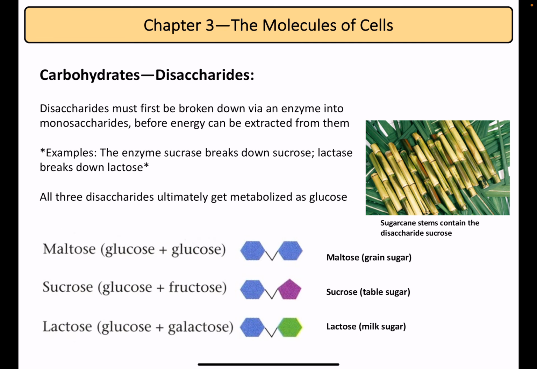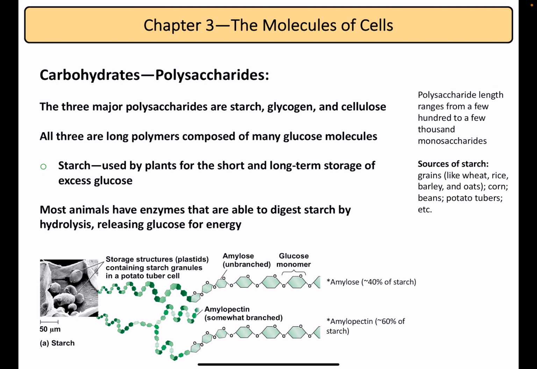So we can also say disaccharides, what's their function? Energy as well, because they result in monosaccharides. Now we're ready for polysaccharides, which is, again, a chain of three or more monosaccharides. Usually it's a large chain, like hundreds to thousands of monosaccharides in a row. We are going to cover three polysaccharides, those being starch, glycogen, and then finally cellulose.